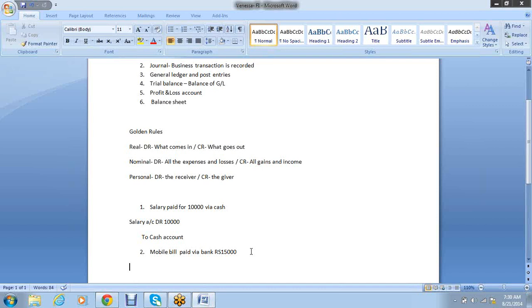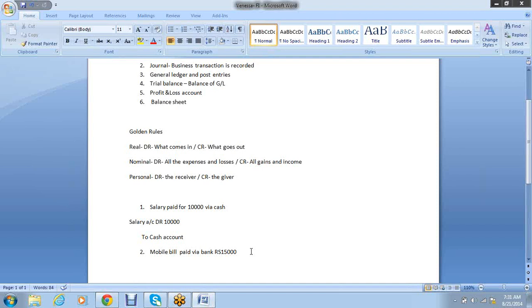Always your company's business transactions will be recorded. So what will be the entry? Paid via bank. So it's a credit coming in. It's a credit actually happening. So it is all gains, income. So it's a nominal account. Why is it a gain?